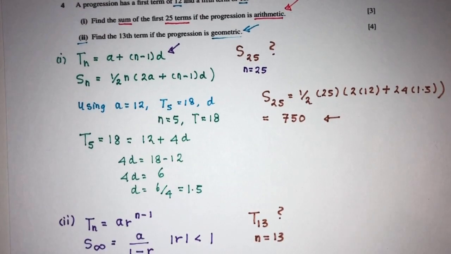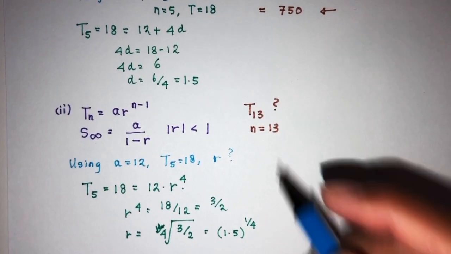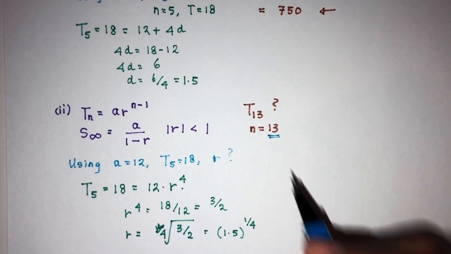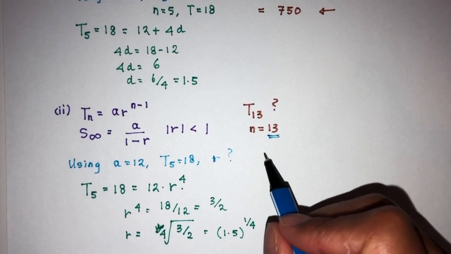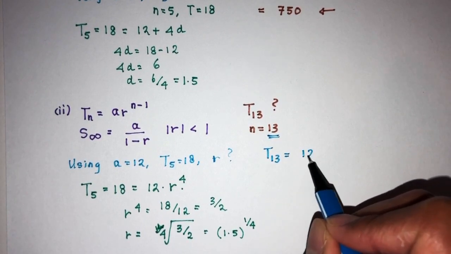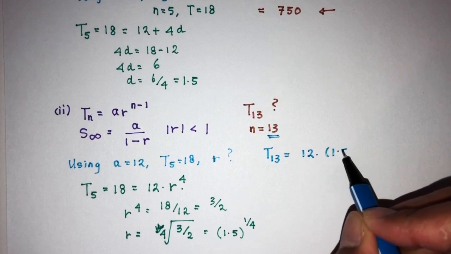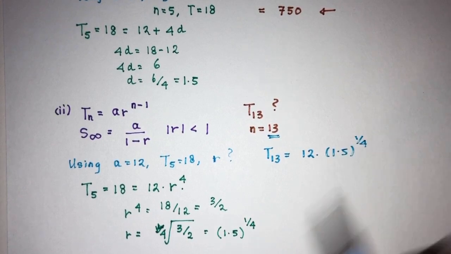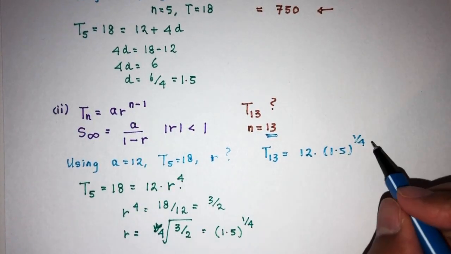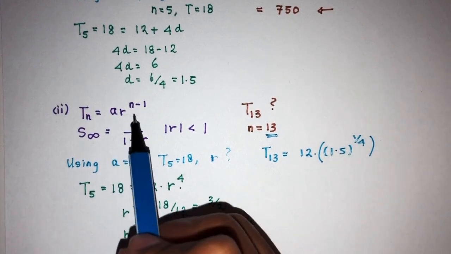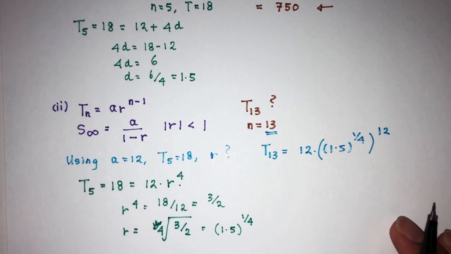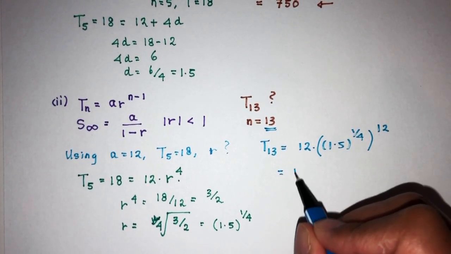So here we need to find the 13th term. So when n is equal to 13, find the value of t. Replace back in this equation. So t13 will be a equal to 12, r we know is 1.5 to the power 1 over 4, and then the power n minus 1. n minus 1 is 13 minus 1, that will be 12. Okay, so here we just have to simplify.